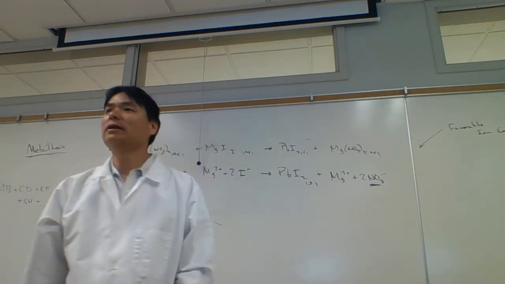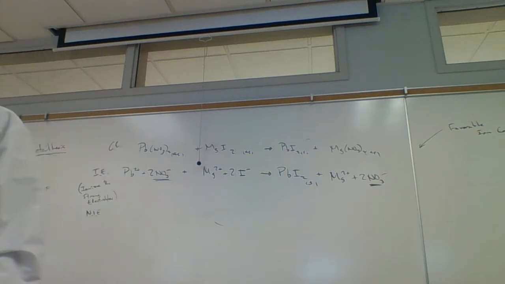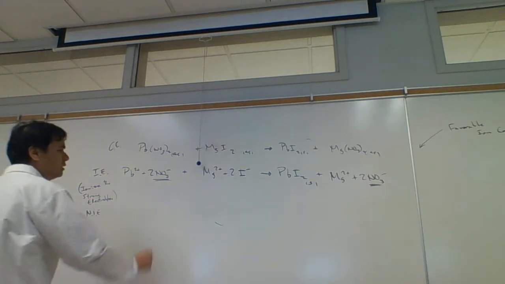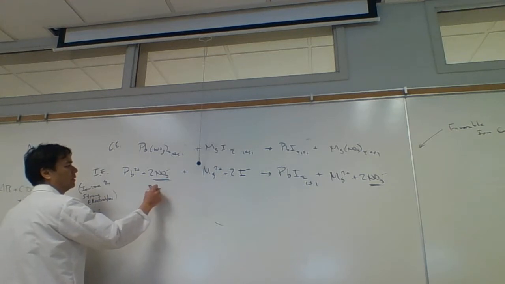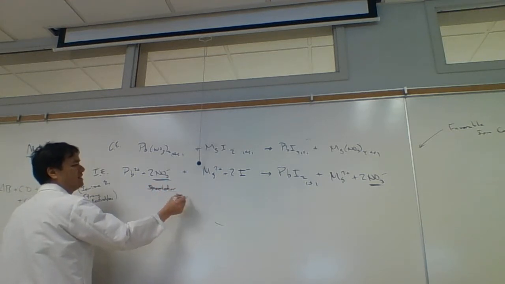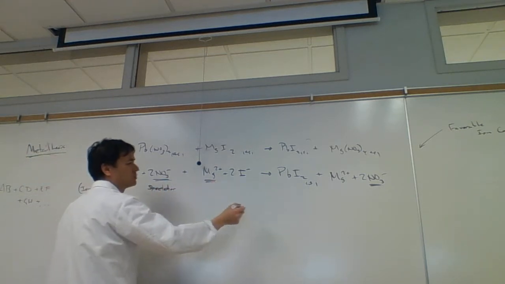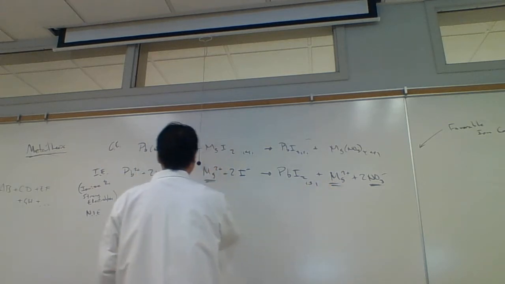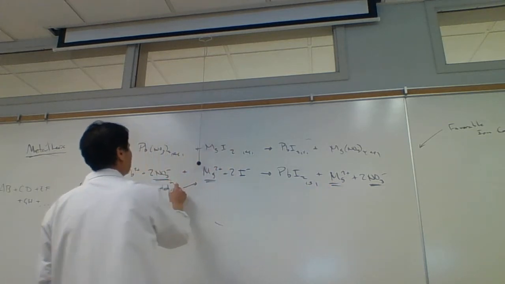Did nitrate do anything? Did nitrate react with any other ions? Was there a favorable ion combination for nitrate? Look inside the beakers. No. Nitrate stayed in solution the whole time. It didn't react with anything, did it? And if it didn't react with anything, we call it a spectator. So nitrate's a spectator. Are there any other spectators? Magnesium ions are also spectators. Good.